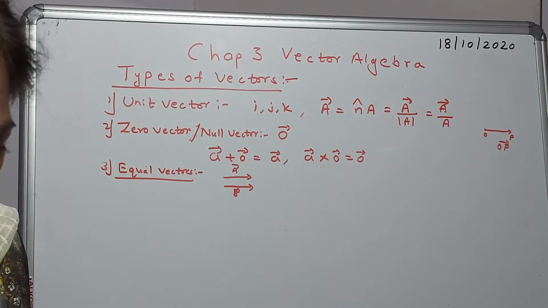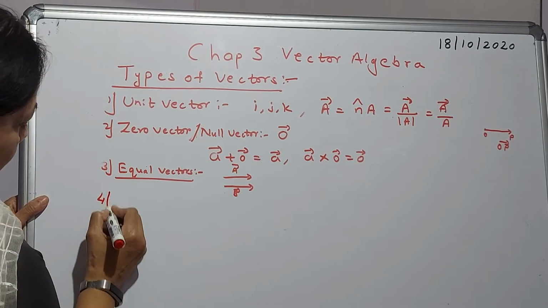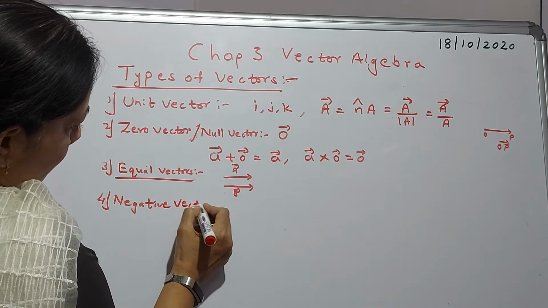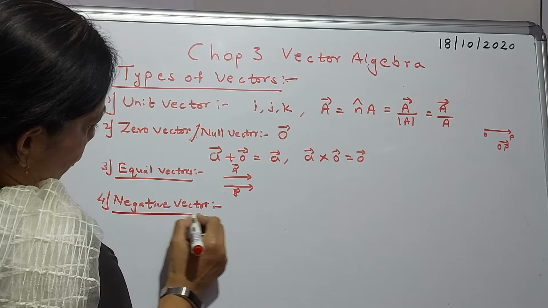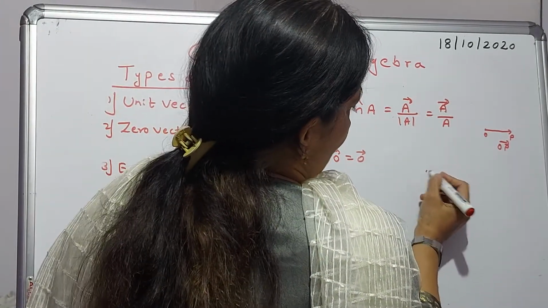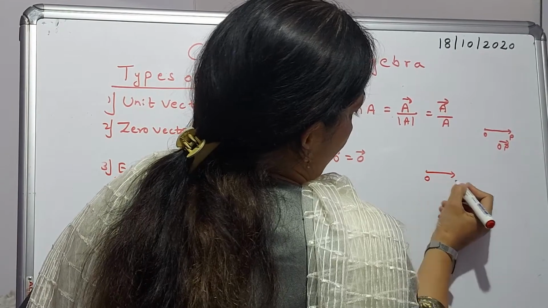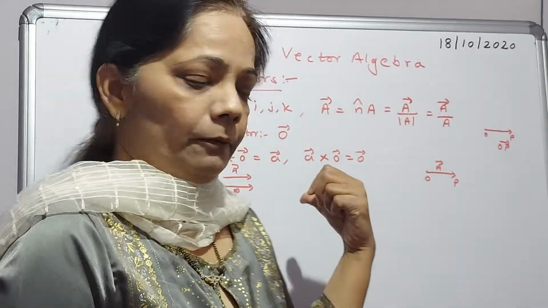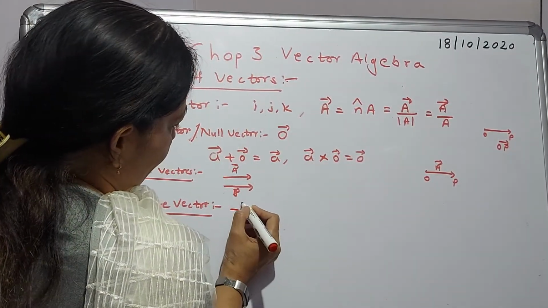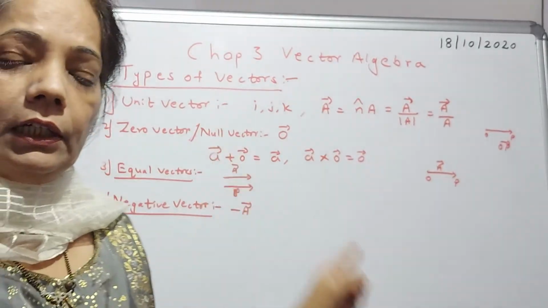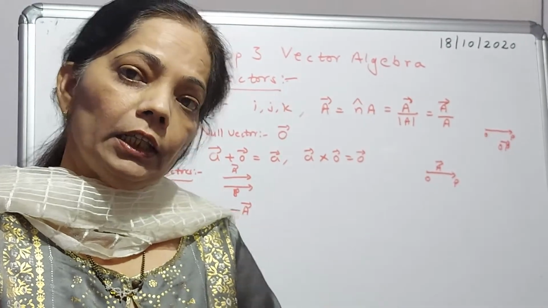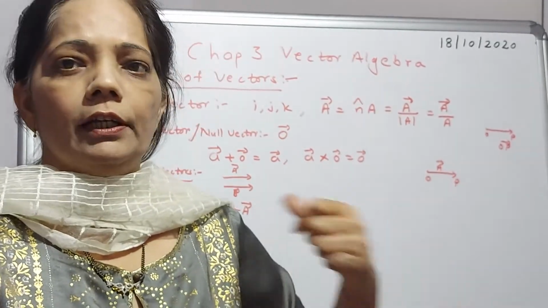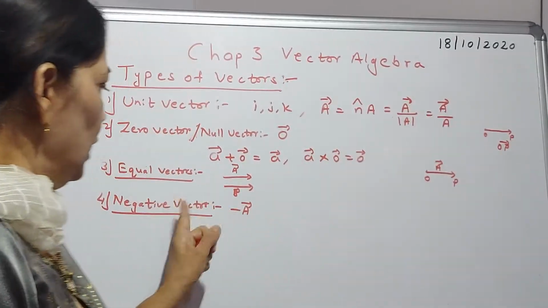Next is the definition of a negative vector. Suppose, as I mentioned here, this is point O, point P, and I call it vector A. But this is in the minus direction, the opposite direction. So I will say that in that case, that to be minus A. A vector having the same magnitude but opposite direction, that time you can use this term called a negative vector.